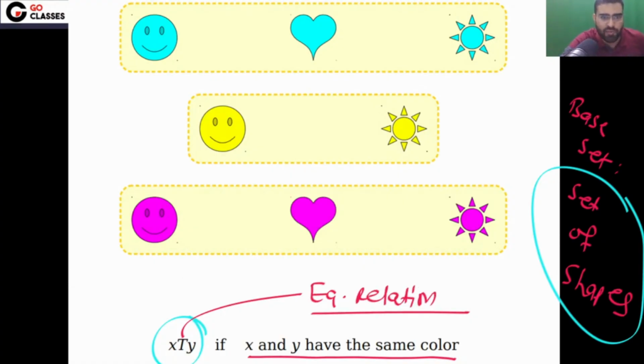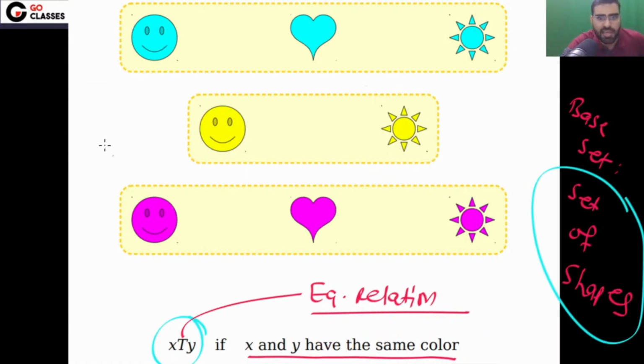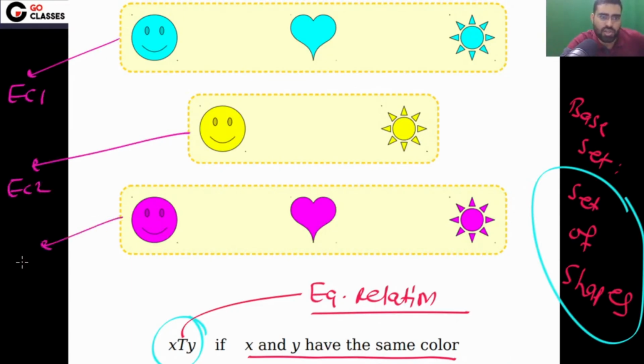Now in this equivalence relation, what will happen? You got some categories. This relation, being the same color, has divided our base set into some classes. It has partitioned our base set into some parts, into some equivalence classes. Again, you can notice this is equivalence class 1, this is equivalence class 2, this is equivalence class 3. Your base set of all the shapes has been partitioned into some parts.